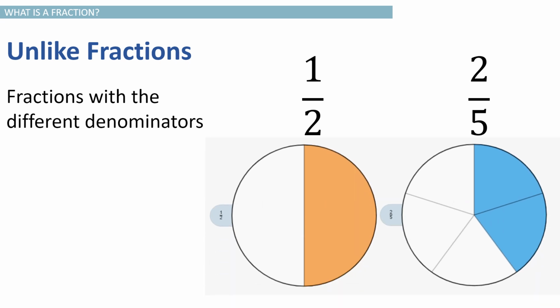If it's represented in the fraction model, you can see that the left-hand side compared to the right-hand side, each part is of different sizes.